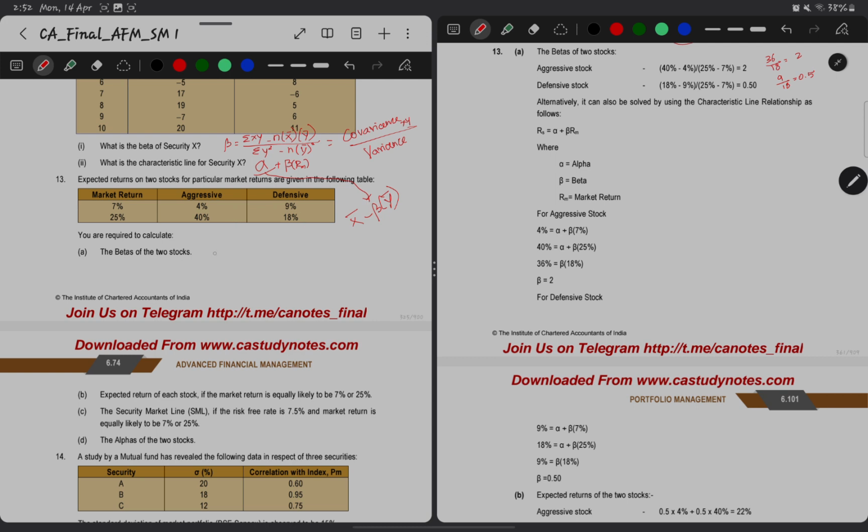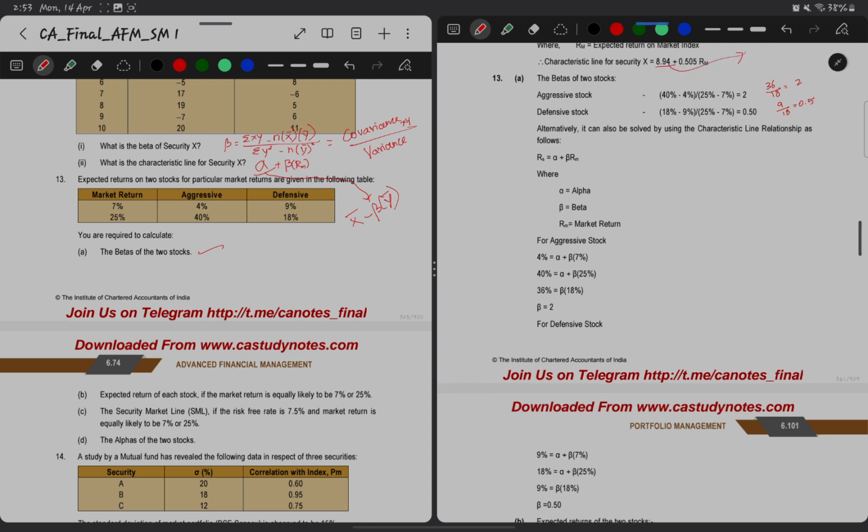First thing, the beta of the two stocks is required. Here we can use the simple regression method or the covariance divided by variance approach. In any of the methods you will get the same results. Probabilities are not given, so the simple regression method also works. Since there are only two stocks here and two possibilities, direct comparison will also give us the same results.